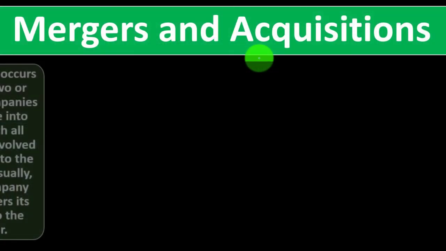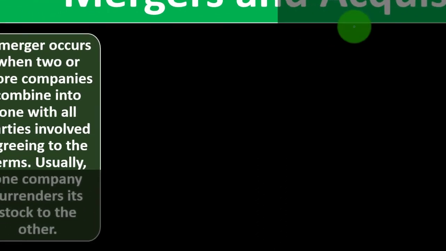Most of these mergers and acquisitions come down to basically a dominant company and another company, one swallowing the other one, but they don't want to call it an acquisition, possibly because that might make it harder for the deal to go through for the company that's being swallowed, right? But in any case, you get into the details of that, mergers and acquisitions. So it's usually one company surrenders its stock to the other.